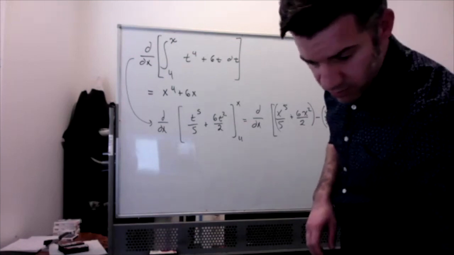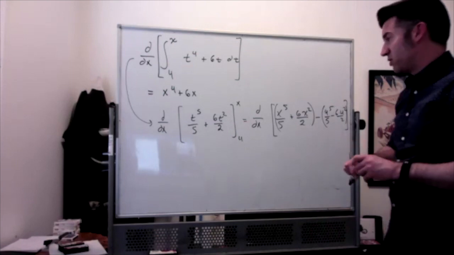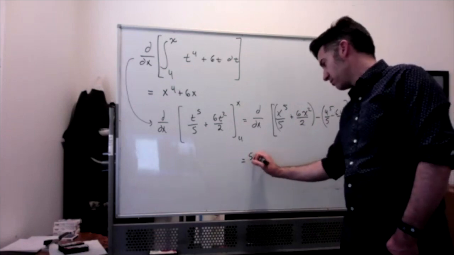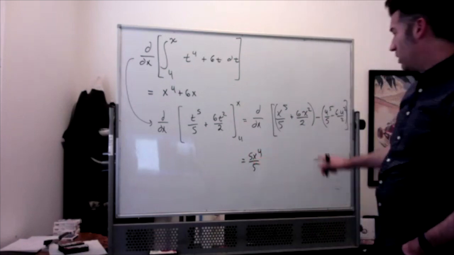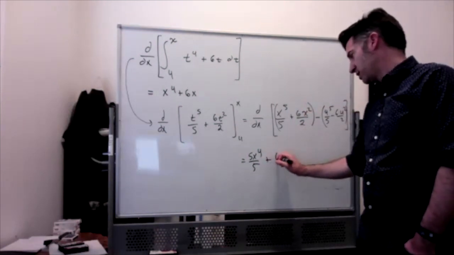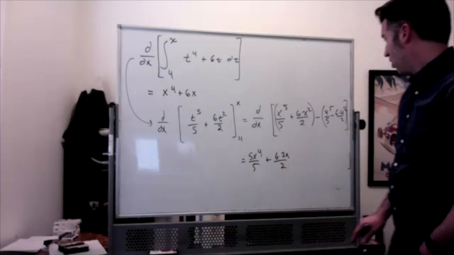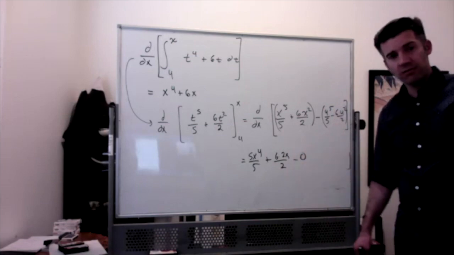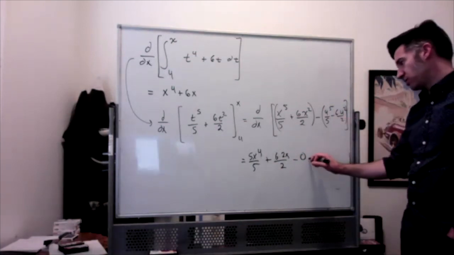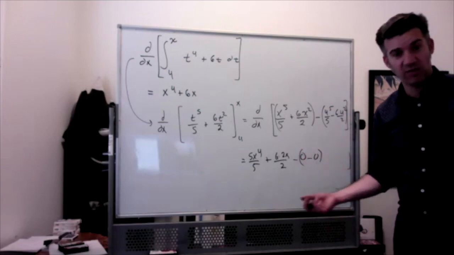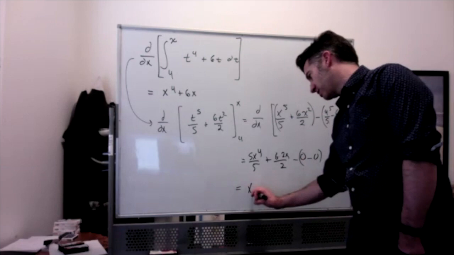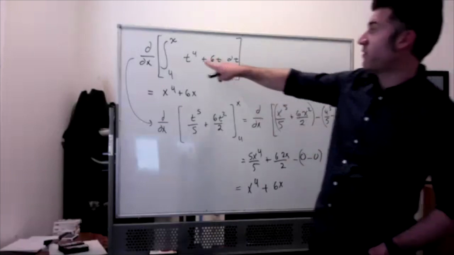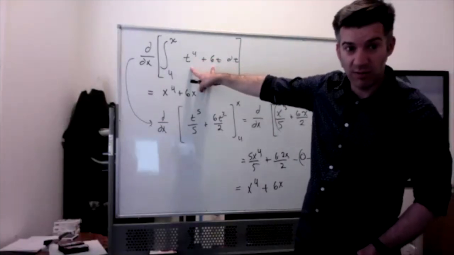Okay. So what's the derivative of x to the 5th over 5? That's 5x to the 4th over 5. What's the derivative of 6x squared over 2? That's 6 times 2x over 2. What's the derivative of 4 to the 5th over 5? 0. What's the derivative of 6 times 4 squared over 2? Also 0, because they're constants and the derivative is 0. So look, we exactly end up with x to the 4th plus 6x, which is the same function we started out with, just with a different variable.